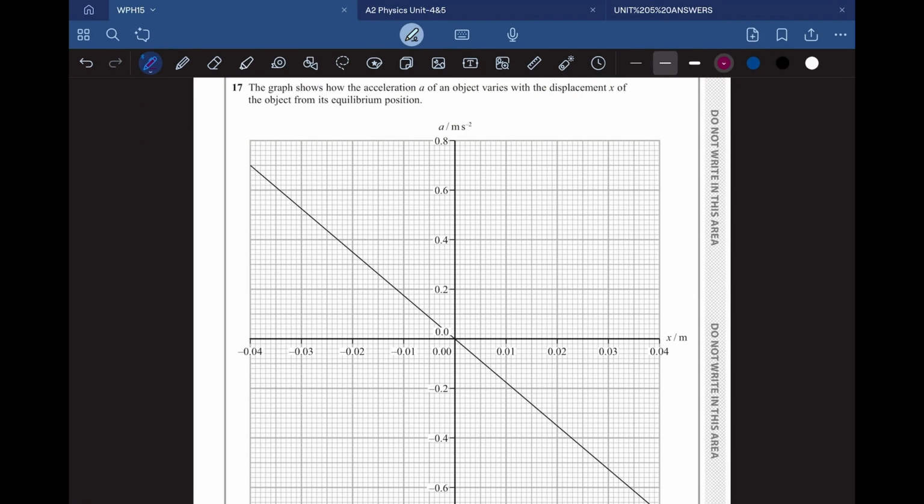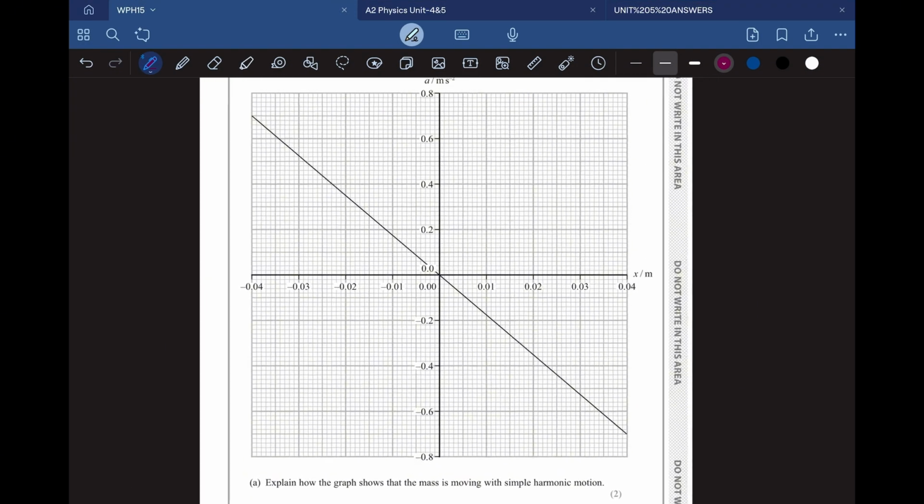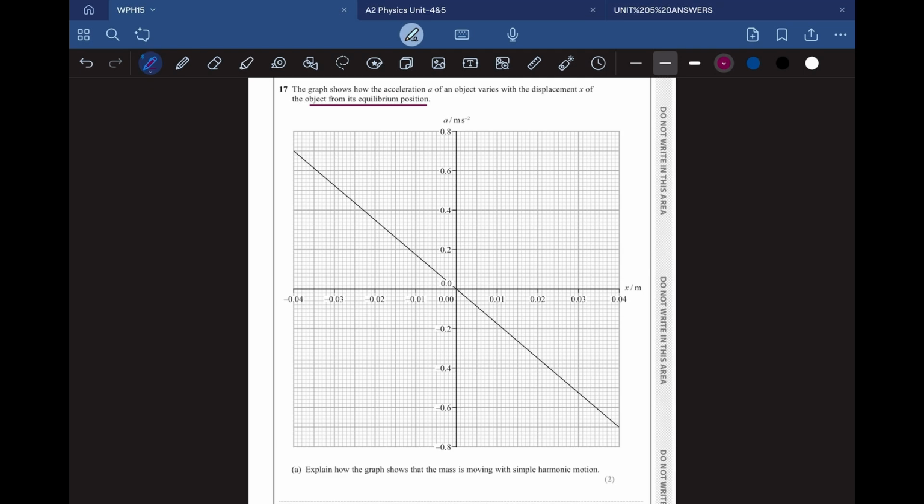Now the question number 17 says that a graph shows how the acceleration of an object varies with displacement x of the object from its equilibrium position. All right, it is moving from its equilibrium position. Now they have given us the graph, and the first question says, explain how the graph shows the mass is moving with simple harmonic motion.